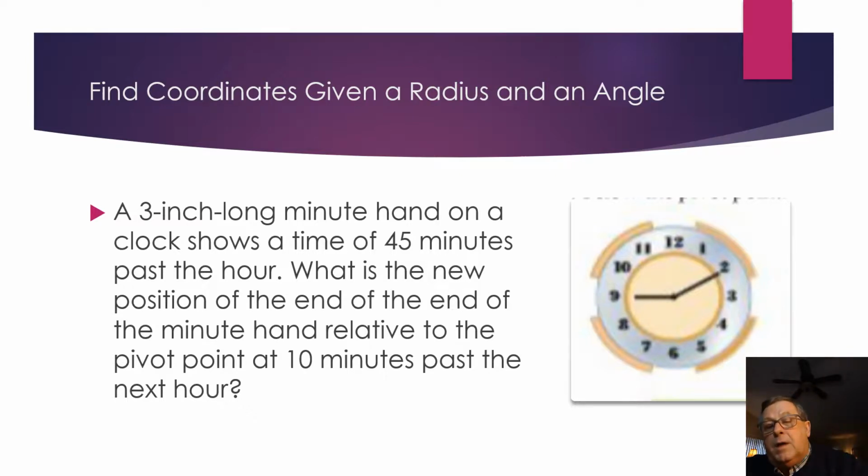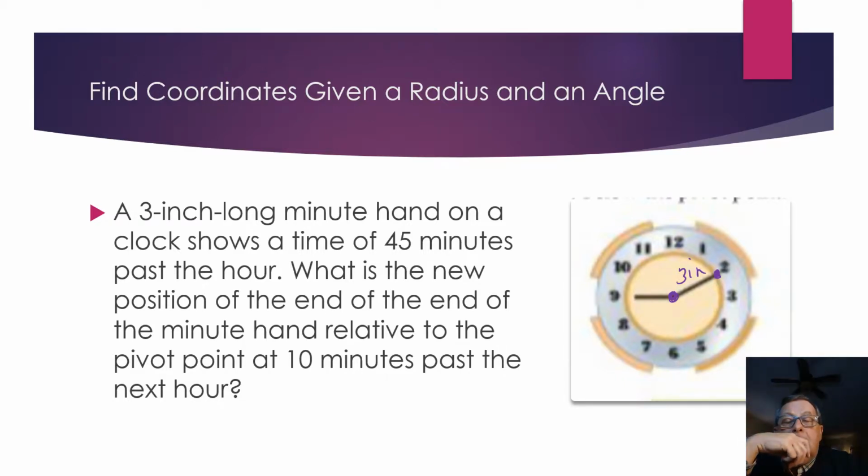Well, let's think about what we know here. One, we know that this minute hand is 3 inches. And my pivot point, of course, is right here. This is where everything pivots around, so that's what we're talking about. What is the position? So I want to know what this coordinate would be, x and y coordinate maybe, right at the end of the minute hand. That's really what I'm trying to figure out.